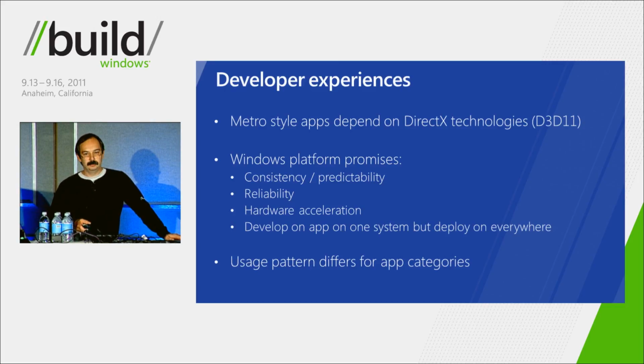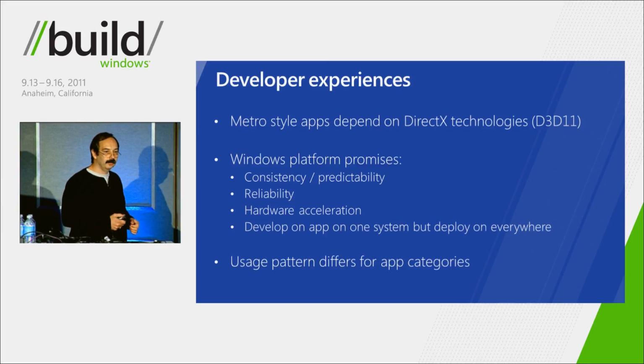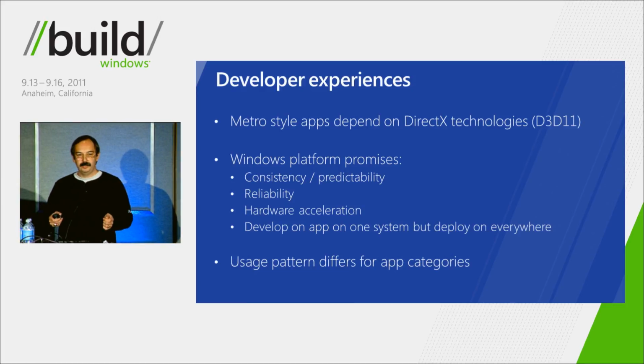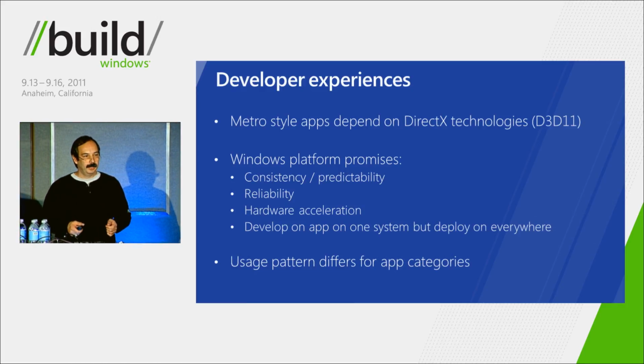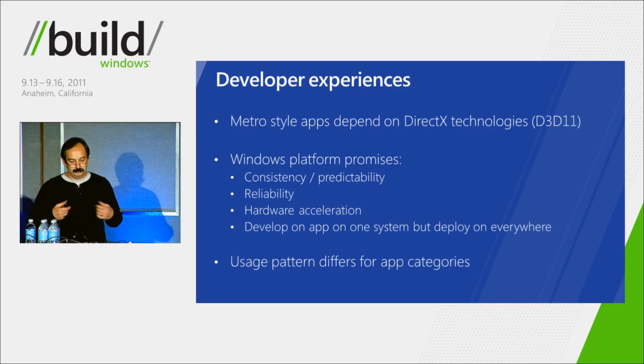The Windows platform, one of the things we promise our developers is that they're going to have a consistent, predictable experience using our APIs. It's going to be reliable. It's hardware accelerated, clearly. And the other thing is an application developer can develop their app on one device, and it should work everywhere. And we use certification to enable this.